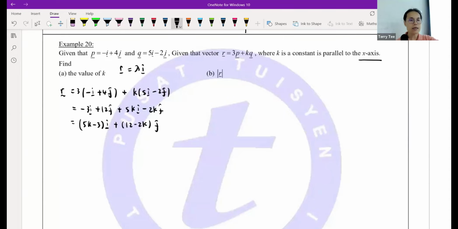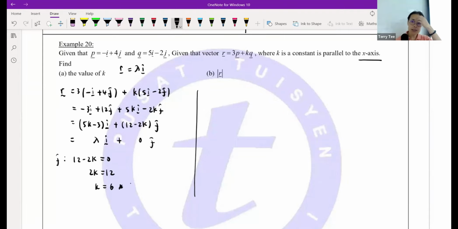And then, like I say, the most important thing, what happened when it's parallel to x-axis? This is lambda i plus 0j. Your j component must be 0. Let's take 12 minus 2k. Let it be 0. 2k is 12. What's your k? Your k is 6.